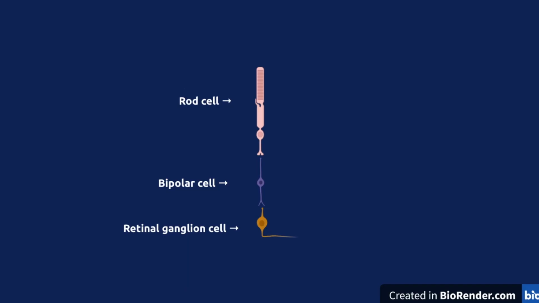In this first case, where there is no light to be received, rhodopsin in the rod cell absorbs no light. Rod cells are depolarized in this low-light environment.